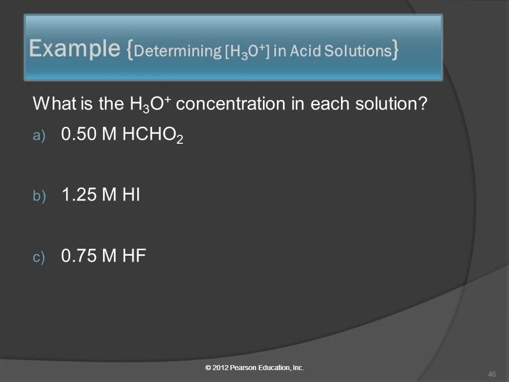So to answer a question like this, we have to be careful. In a strong acid, the concentration of the hydronium ions will equal the concentration of the acid, but in a weak acid, it will not. So we have to identify, is this a weak acid or a strong acid? The strong acids were HCl, HBr, HI, perchloric acid, nitric acid, and sulfuric acid. Is this one of them? No. This is a weak acid.